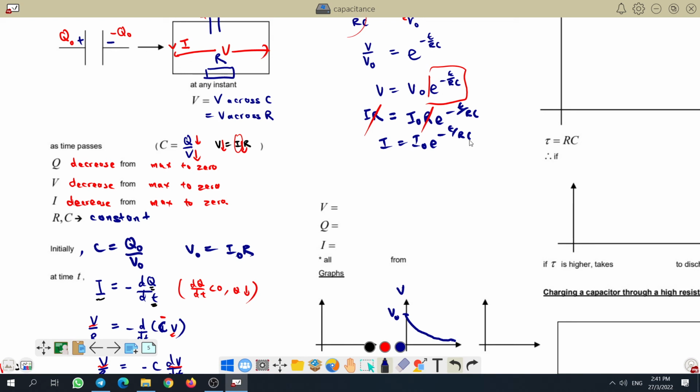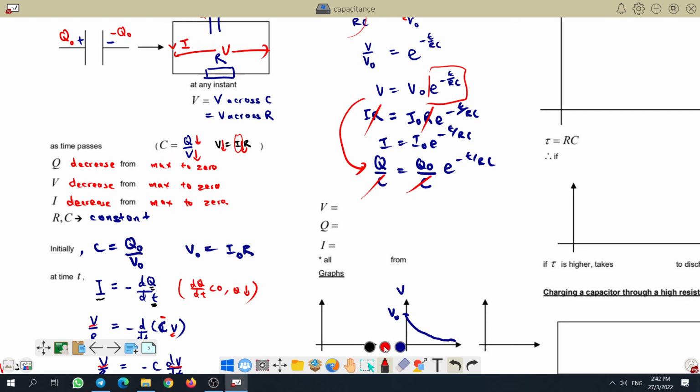Q, where do we look from? Which formula is good? Q over V, right? Q equals CV. Don't use I t. So Q per C equals Q naught per C, e negative t per RC. Cancel out. Exactly the same pattern.